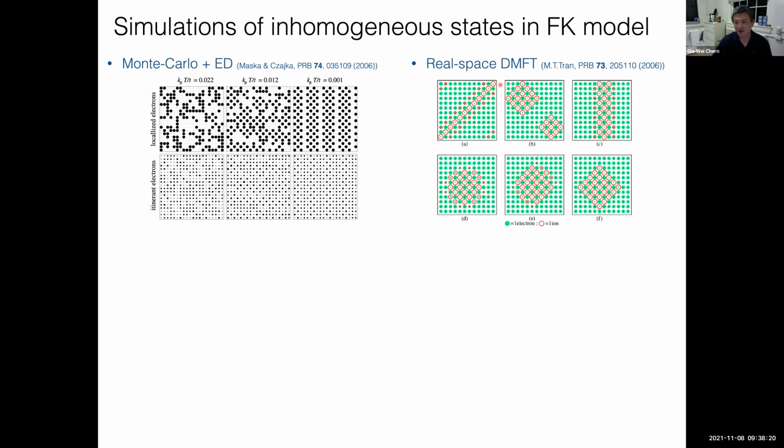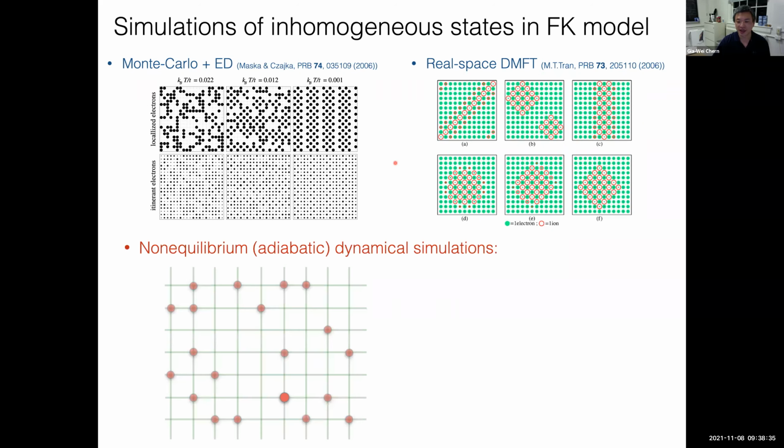It's within this DMFT approximation, but within this approximation, the problem can be solved exactly. And with real space DMFT, people also find all kinds of inhomogeneous phase. And here we want to do non-equilibrium dynamical simulations. Again, we assume adiabatic approximation, which means that the time scale of the F electron dynamics is much slower than the relaxation time of the C electrons. So for dynamical simulation, we want to do this random walk simulation of the F electrons, like a trajectory shown here.